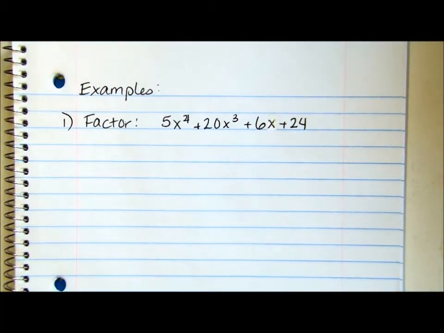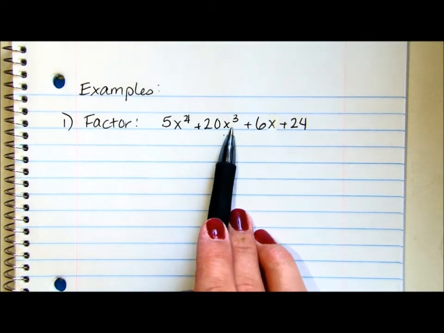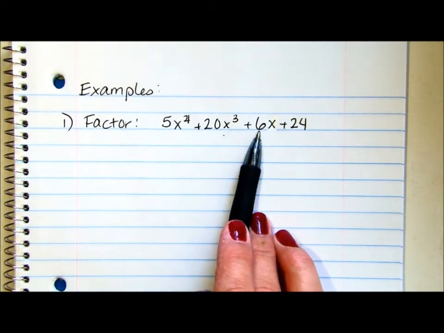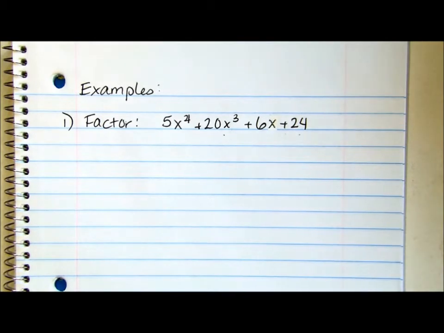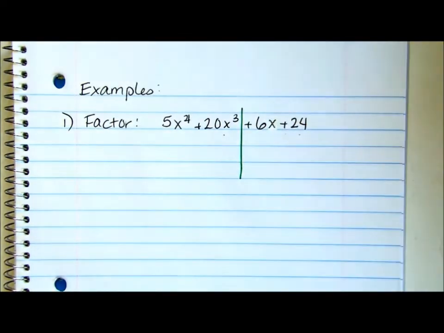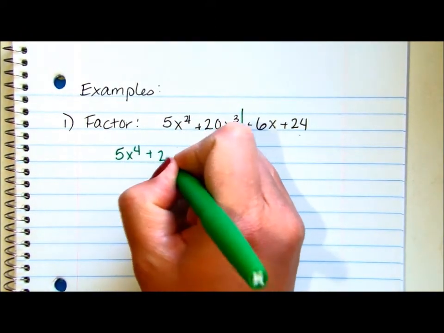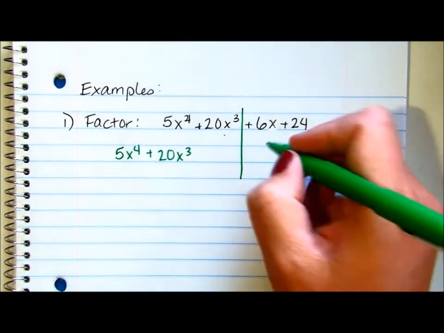To begin with, we are going to start out by factoring 5x to the fourth plus 20x to the third plus 6x plus 24. All right, so starting out, I'm going to first begin by drawing my line down, separating my two individual groups. So now I have 5x to the fourth plus 20x to the third on one side. And on my other side, I have 6x plus 24.